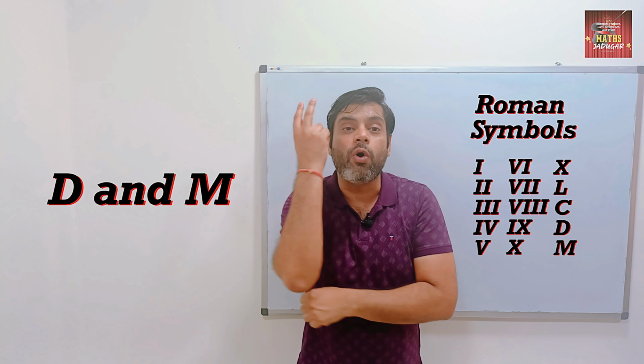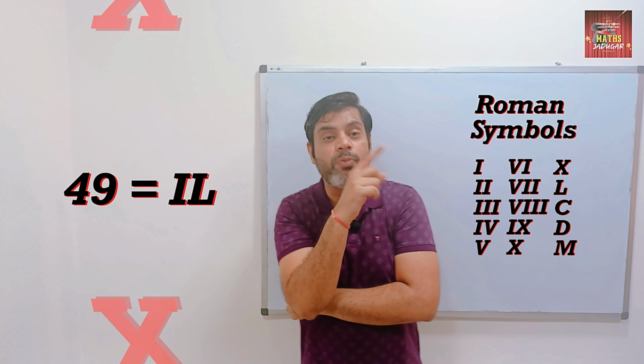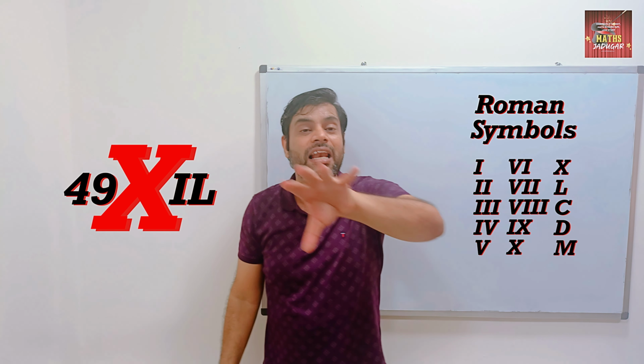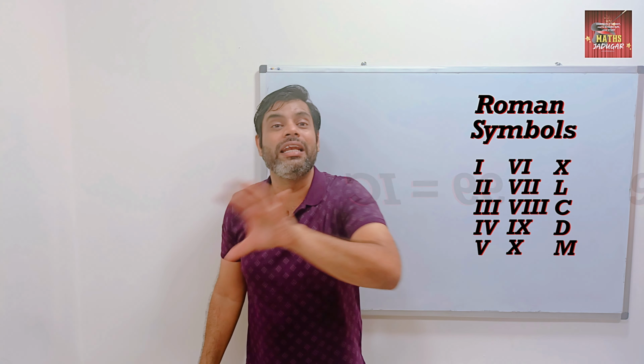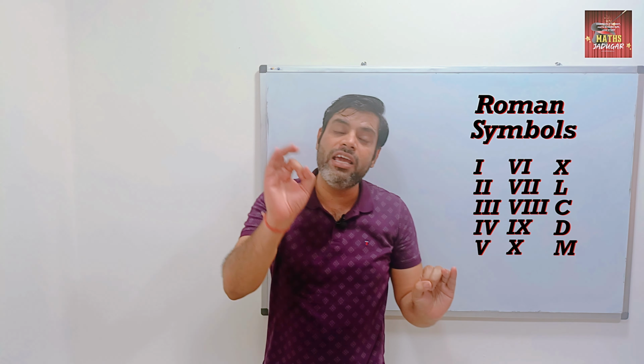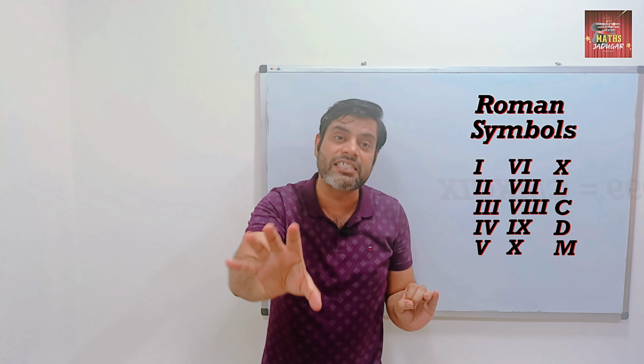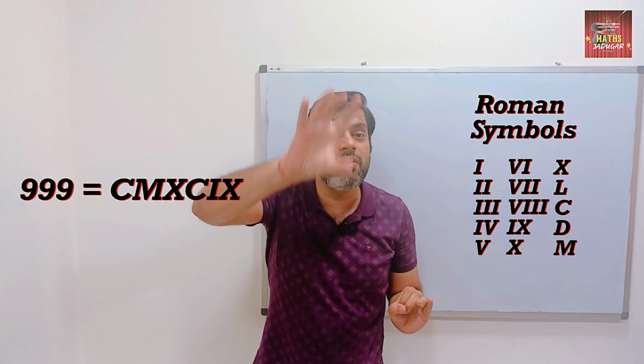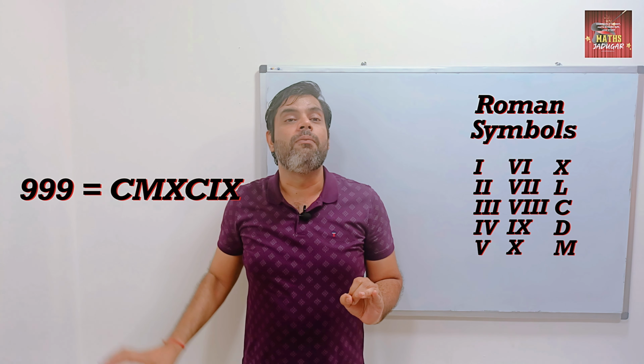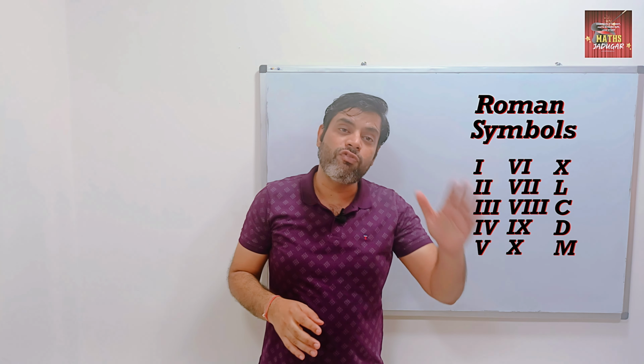So my dear friend, you can only subtract from the two immediate higher symbols. You cannot write 49 or 99 as IL or IC. 9 is IX. Whether it is 49 or 99, 9 is always IX. Even in 999, 9 will always be IX. But there will be other symbols for 40 and 90.